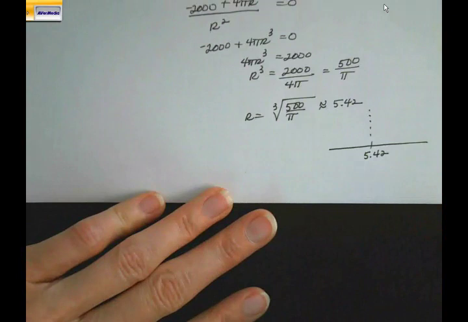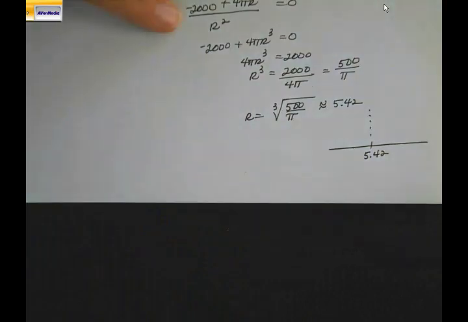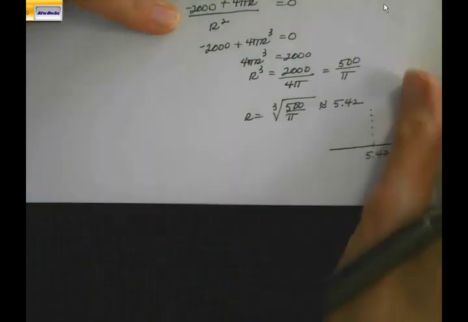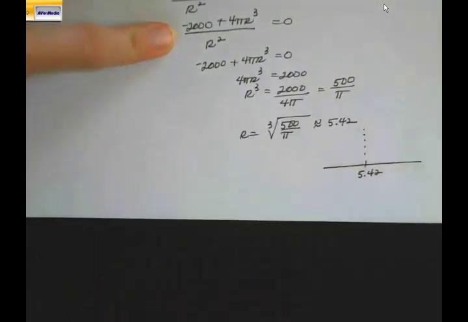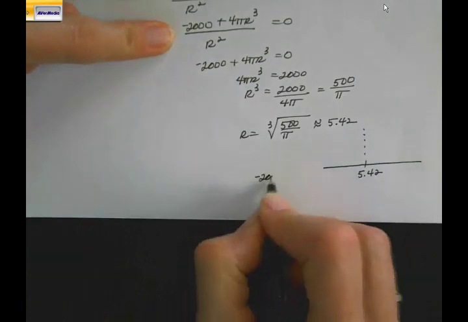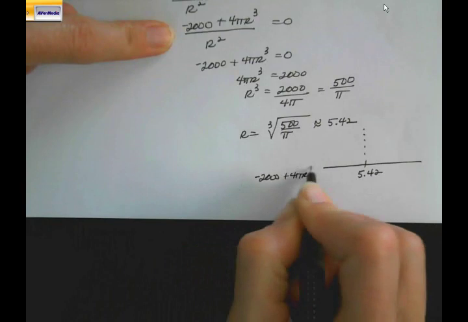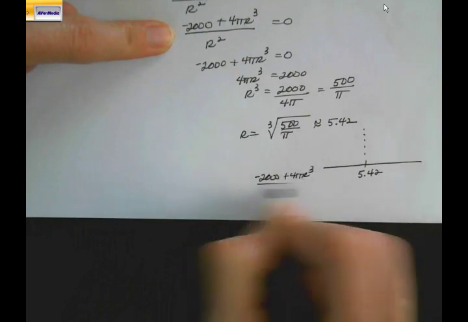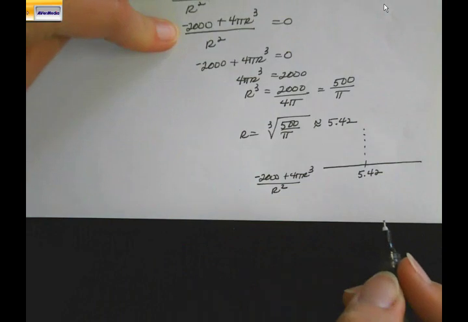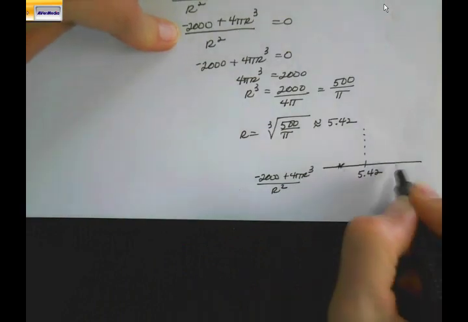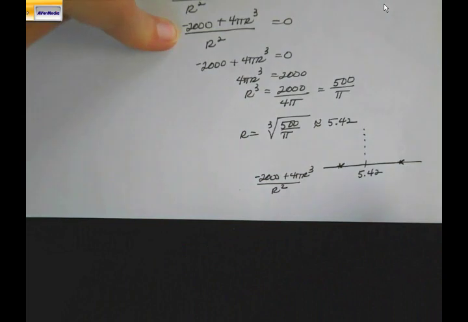And my first derivative, get back on the screen. I'm going to use this one. This is the best one, I think, of everything up there. It's negative 2,000 plus 4 pi r cubed over r squared. What I did was I picked up my calculator and put numbers in to determine if it was going to be positive or negative.